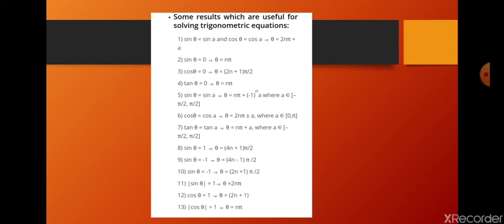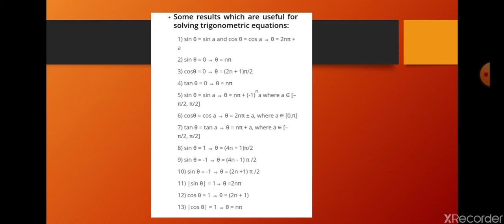Cos theta equals cos a, which implies theta equals 2n pi plus or minus a, where a belongs to the interval 0 to pi. Tan theta equals tan a, which implies theta equals n pi plus a, where a belongs to the closed interval minus pi by 2 to pi by 2.